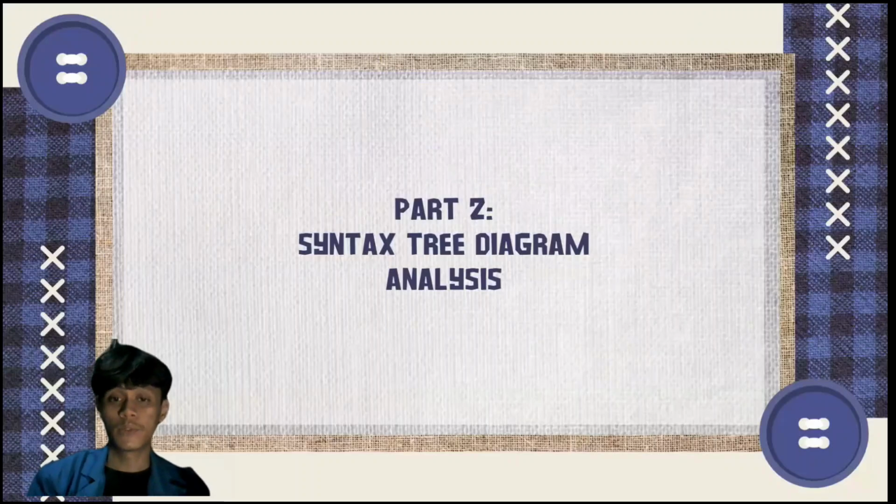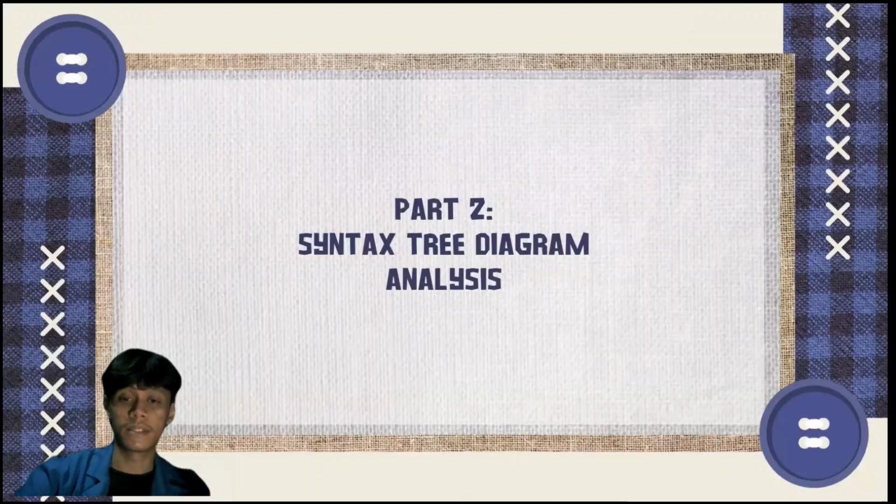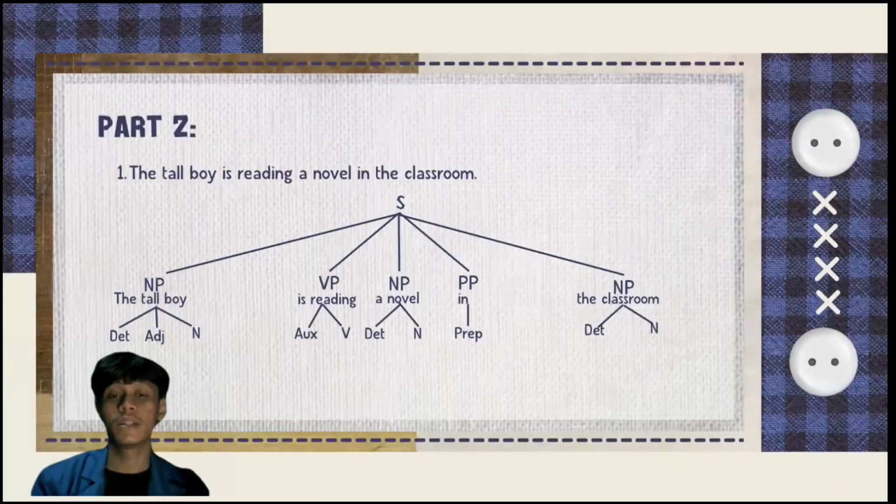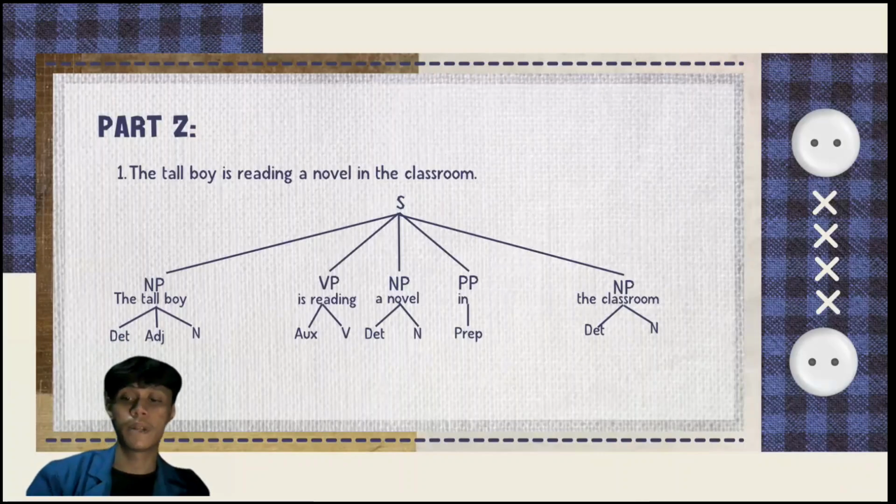And then in part 2, I have a syntax tree diagram analysis. Number 1: the tall boy is reading a novel in the classroom. The tall boy: determiner, adjective, and noun, is a noun phrase. Is reading is a verb phrase, aux and verb. A novel is a noun phrase, determiner and noun. And then the prepositional phrase: in is a preposition. The classroom is determiner and noun, so it becomes a noun phrase.